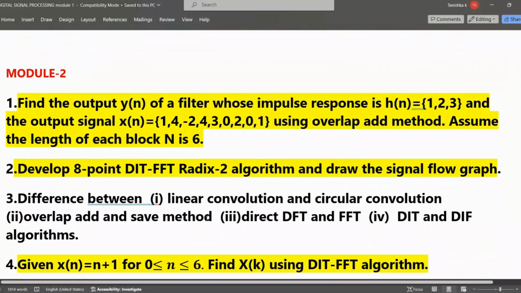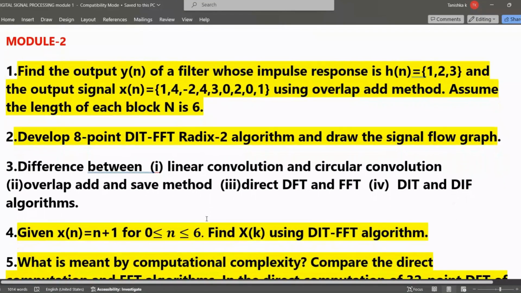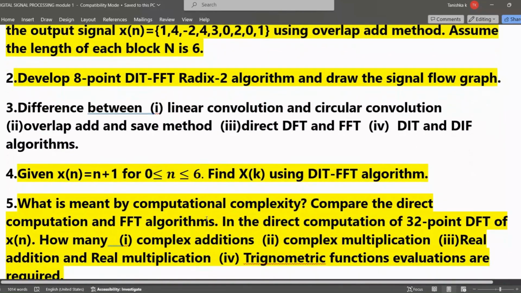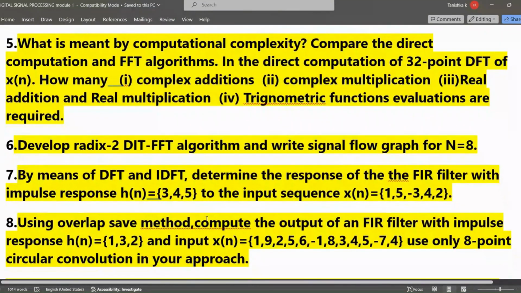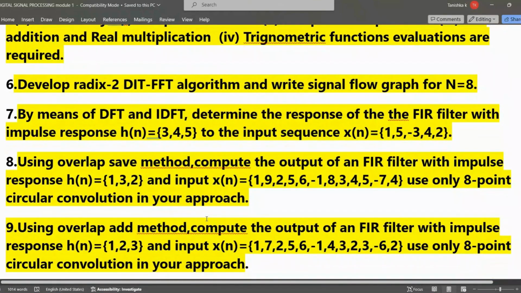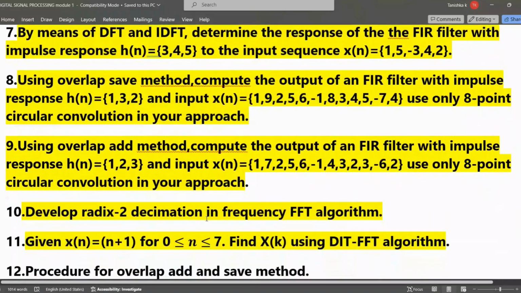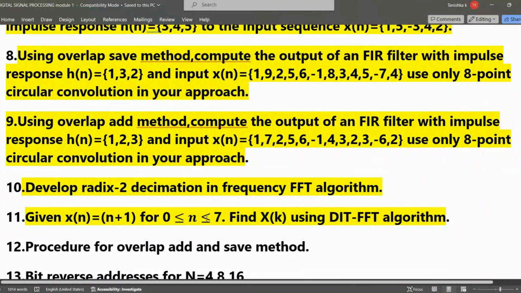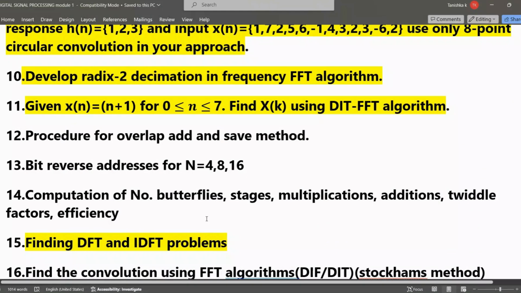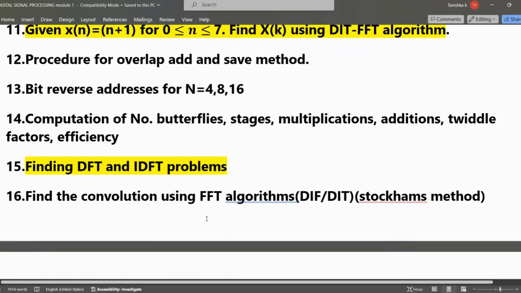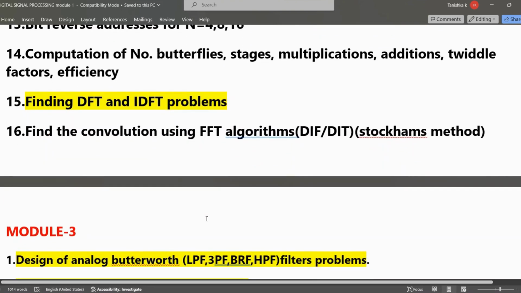Here also the important topics are overlap add method, overlap save method, radix 2 algorithm, 8-point DIT FFT, then the DIT FFT algorithm, computational complexity, radix 2 DIT FFT algorithm with signal flow graph, and the FIR filter with impulse response, then the radix 2 decimation in frequency, procedure for overlap add and save method, bit reversed addresses, multiplications, additions, twiddle factors, efficiencies, finding DFT and IDFT problems, and finding the convolution using Stockham's method.